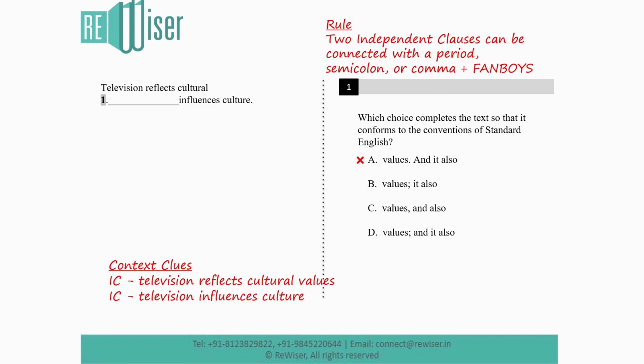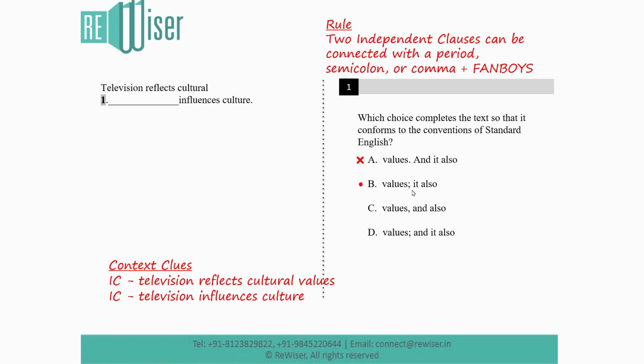Let's go to option B. Option B says television reflects cultural values, semicolon, it also influences culture. Now both of these are independent clauses, right? As per the rule, you can clearly see that two independent clauses can be connected using a semicolon. It's perfectly acceptable to connect two independent clauses using a semicolon. So let's keep that on hold as of now because it sounds correct as per the rule.